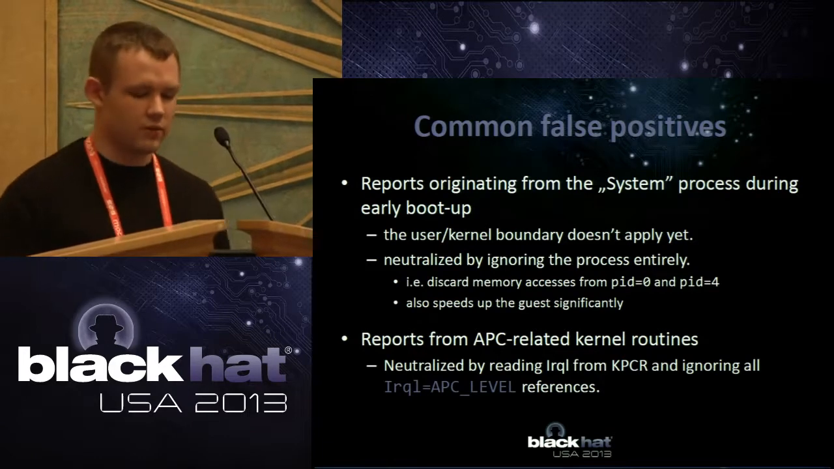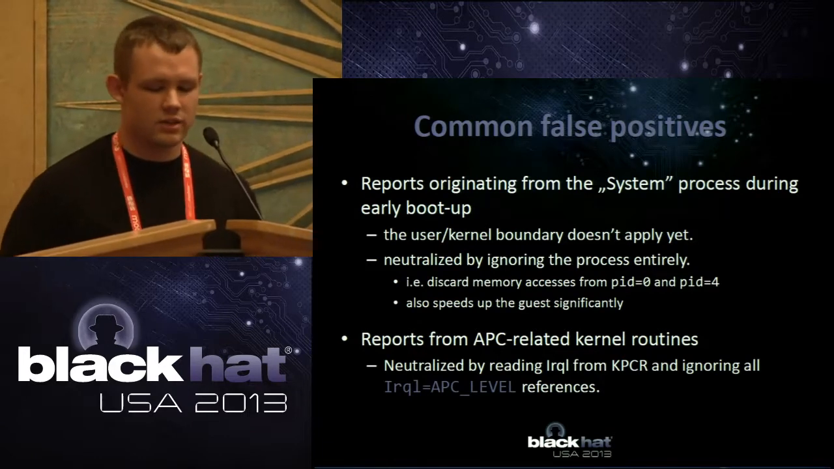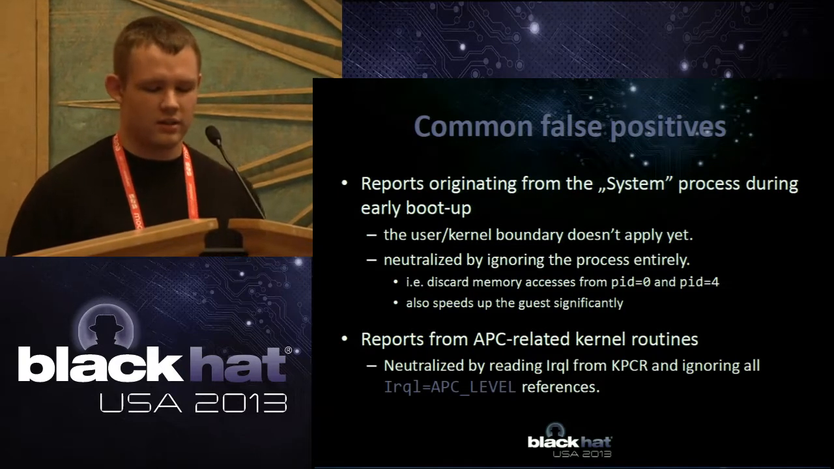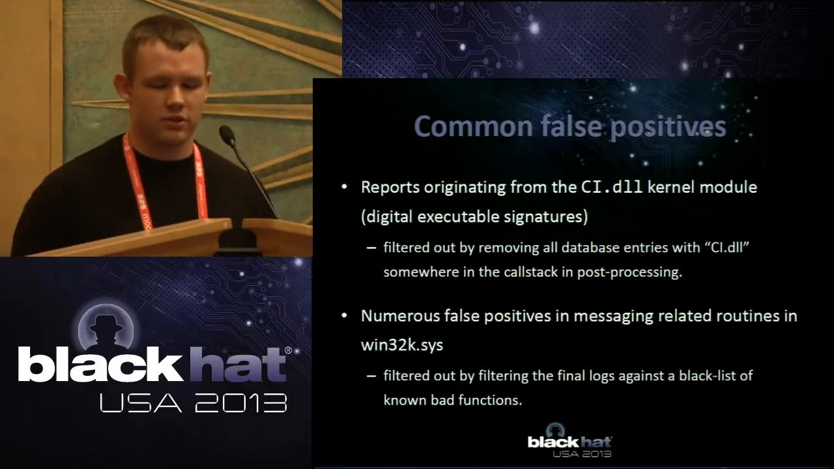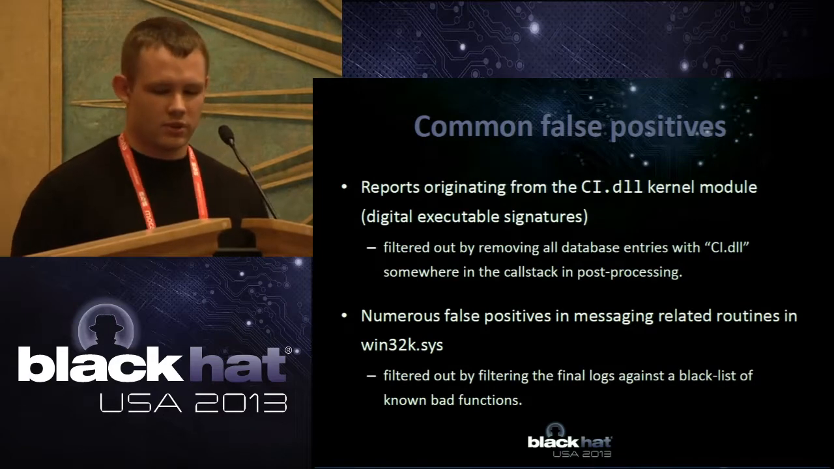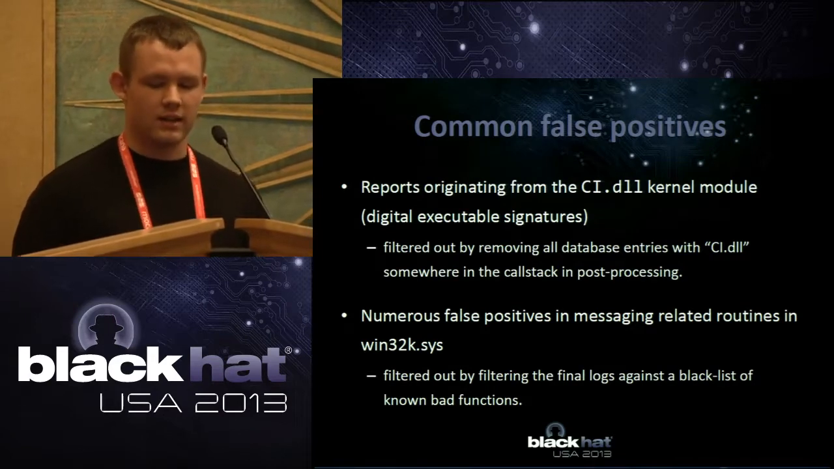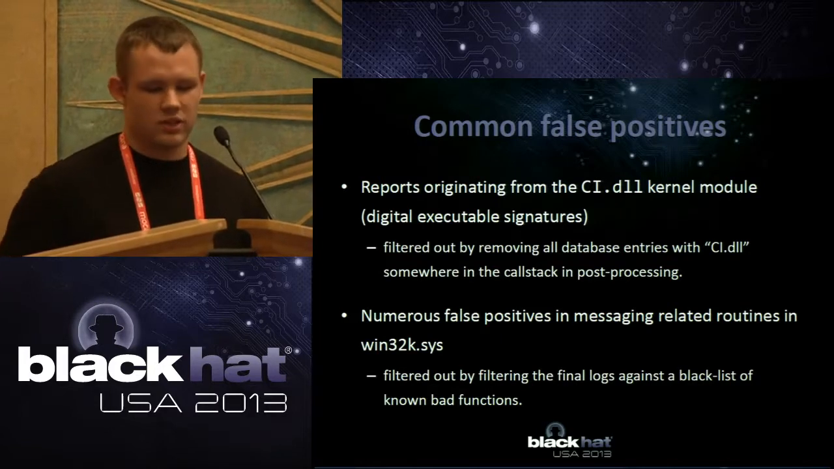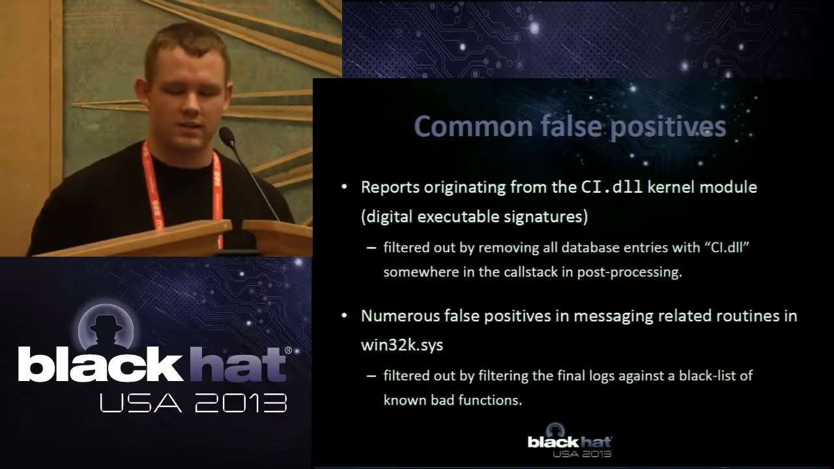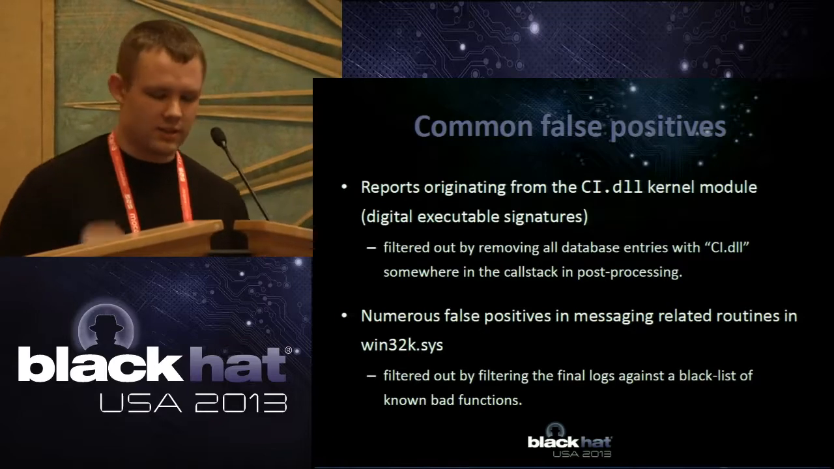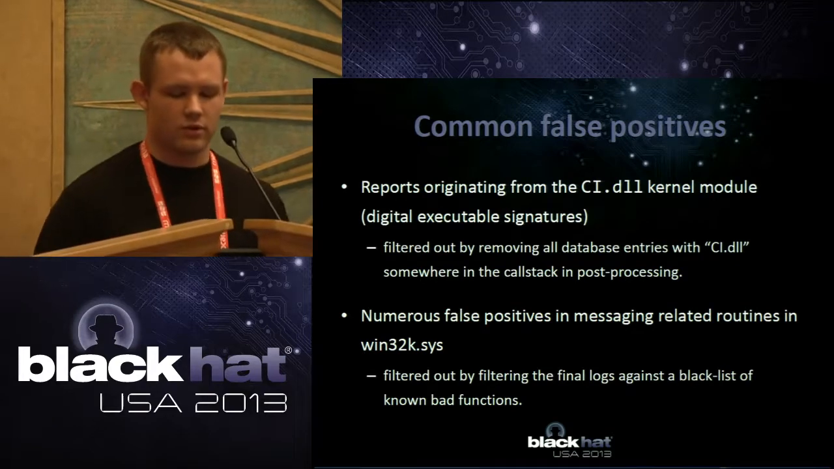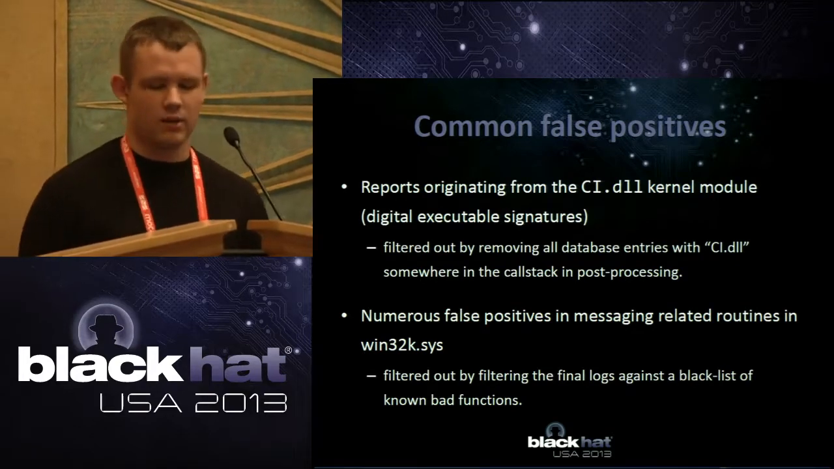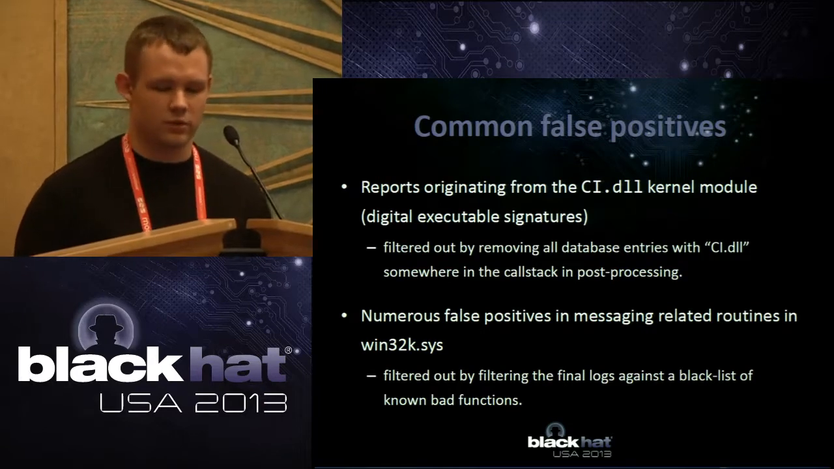We also got lots of false positives from APC related kernel routines, which we neutralized by discarding all of those fetches that were taking place at IRQL equals APC level. Then we had again lots of reports originating from CI.DLL, which is responsible for handling the PE signing things. So we just removed all database entries which had ci.dll somewhere in the call stack, which was also pretty effective. And then we had numerous false positives in the messaging routines of Win32k, which we basically had to deal with by having a blacklist of functions that are known to have false positives.